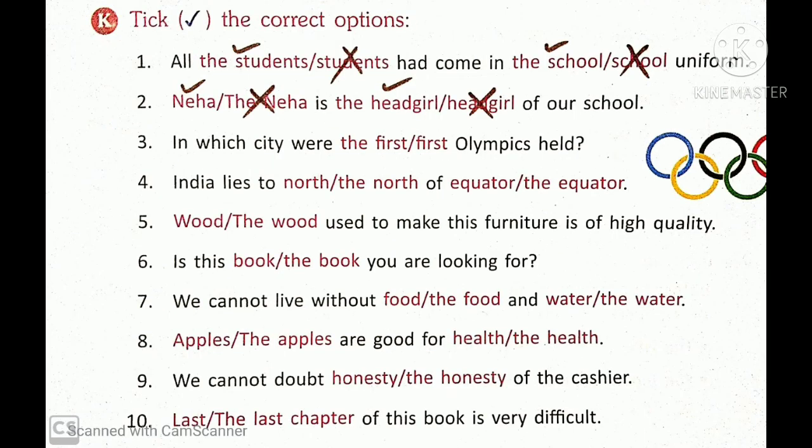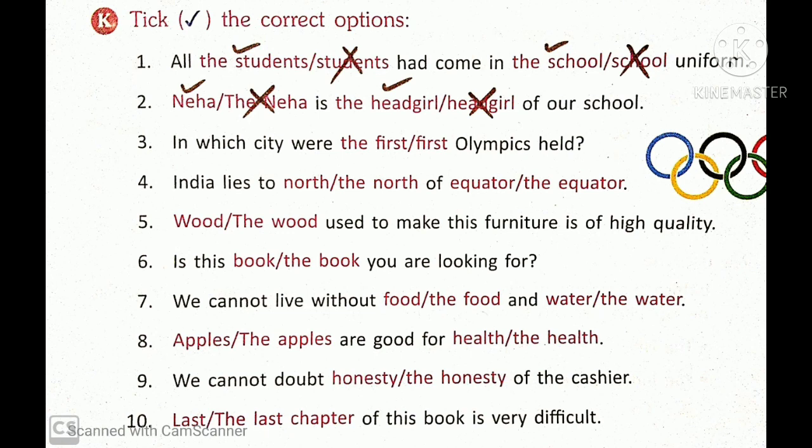Finally, we will be ticking the correct options in exercise K, page number 44. Those who are having old books or those who are not having any books, they are just watching the video and understanding the concept, I request them to pause the video and copy the sentences in your notebook and then try to do on your own. Let us see a few examples.